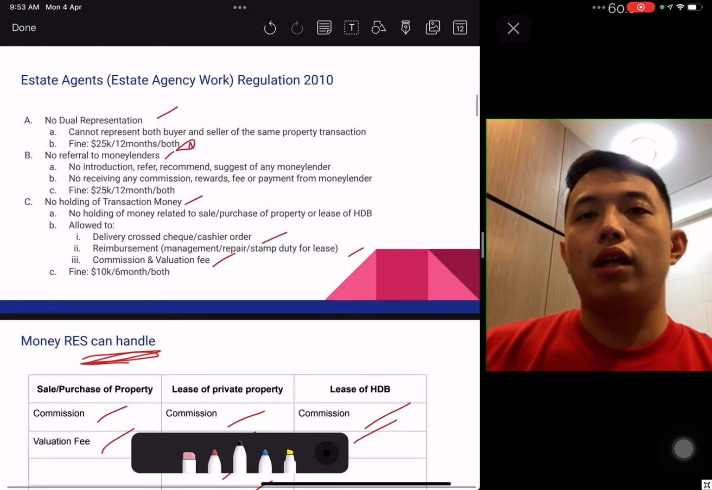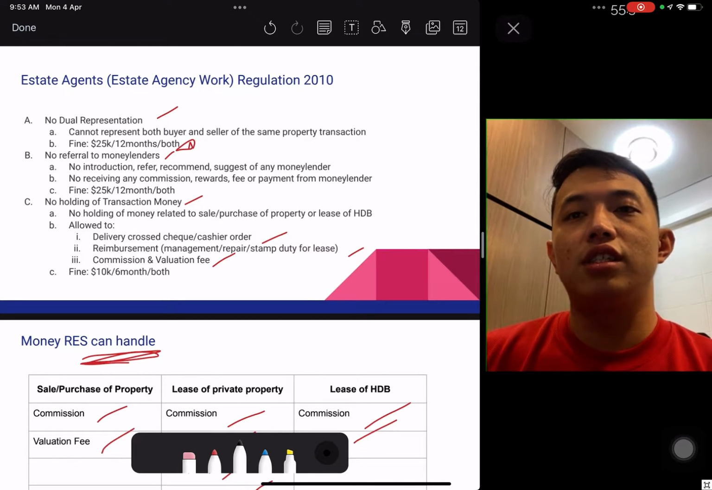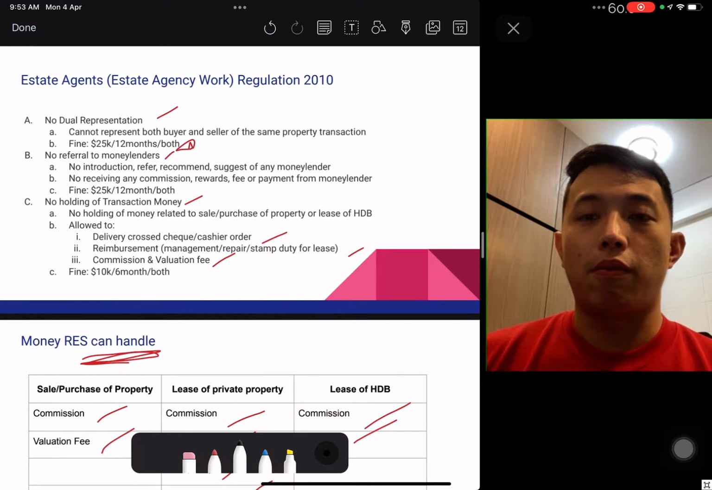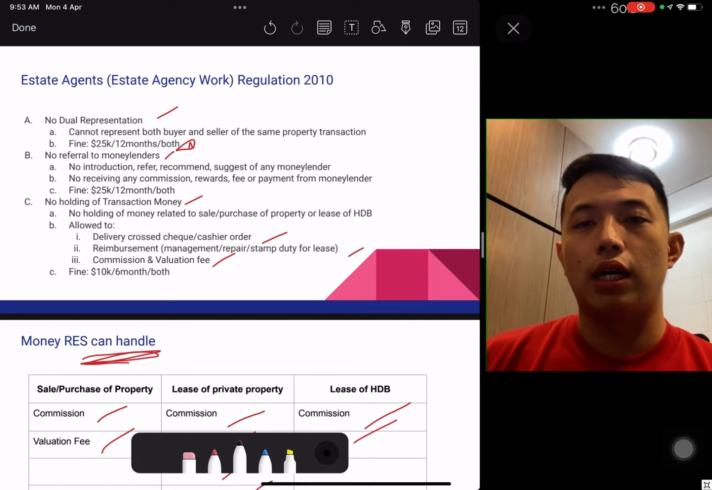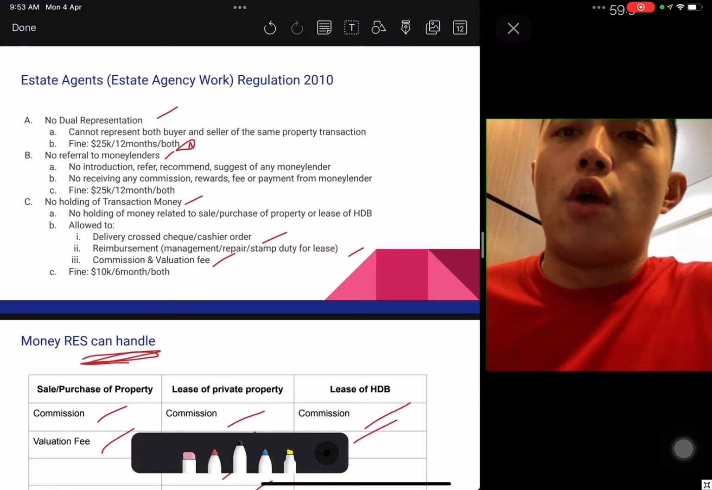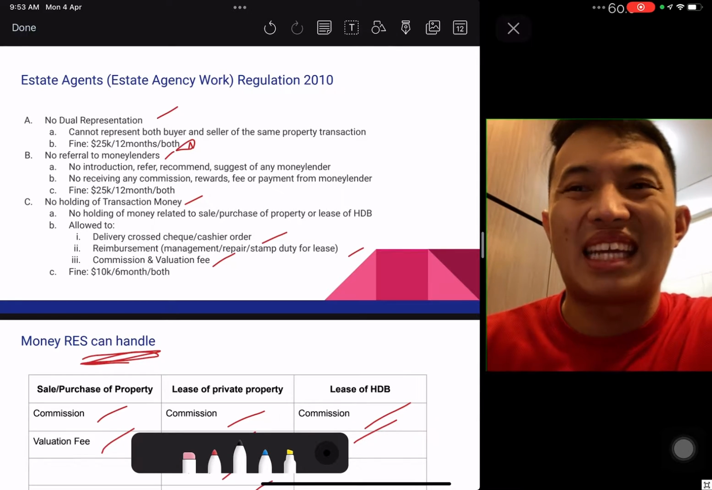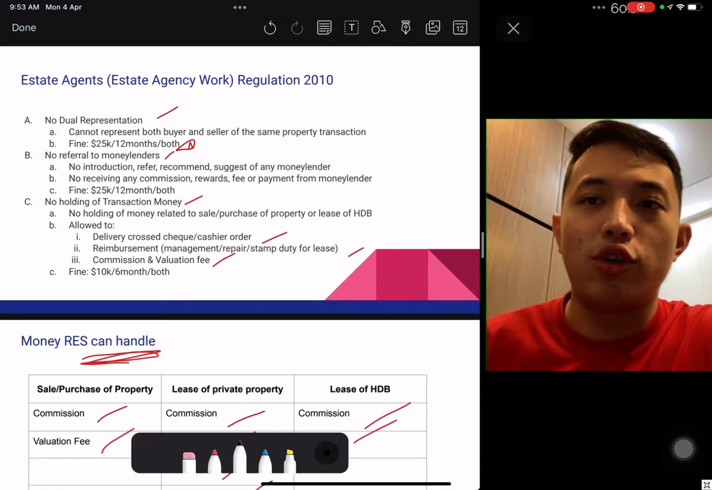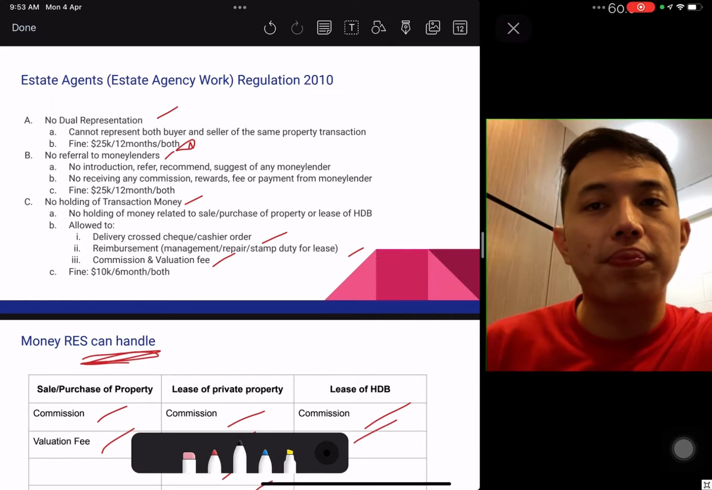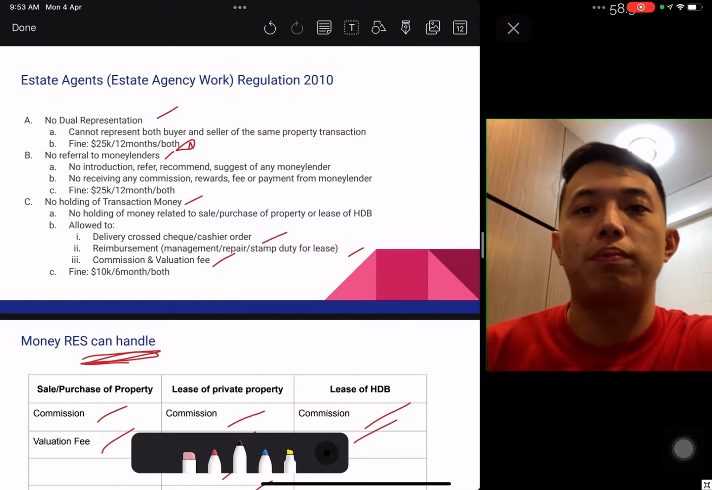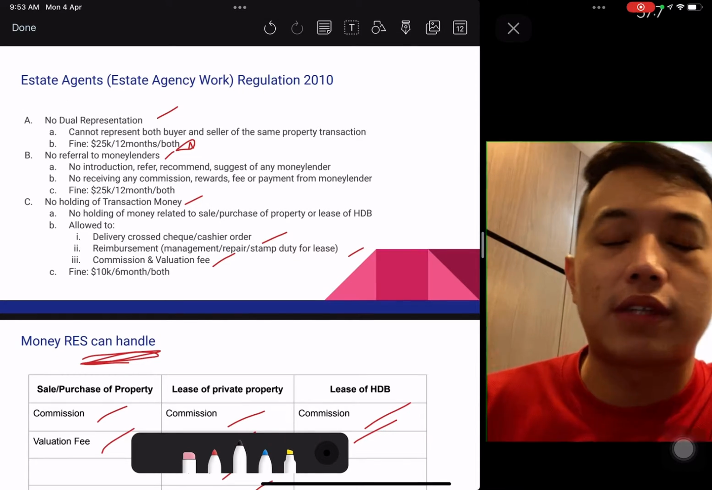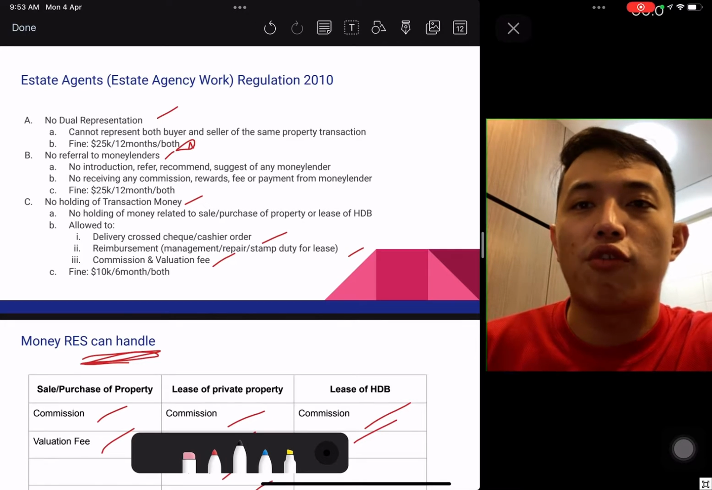Okay, under the Estate Agency Work Regulations 2010, these are the few that you must know as a RES. First, no dual representation, which means that you are not allowed to represent both buyer and seller in the same transaction. You can only represent one party. If there's any conflict of interest, do inform the buyer and seller, and both sides must agree to it before you can continue to act for them. The fine will be up to $25,000, imprisonment up to 12 months, or both.